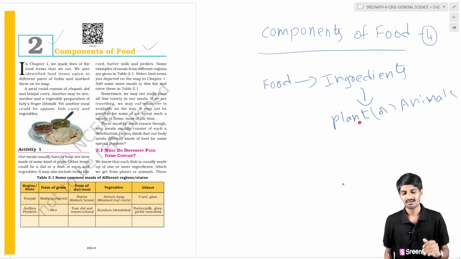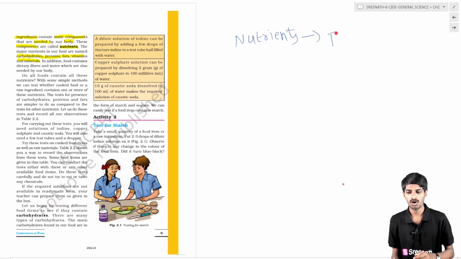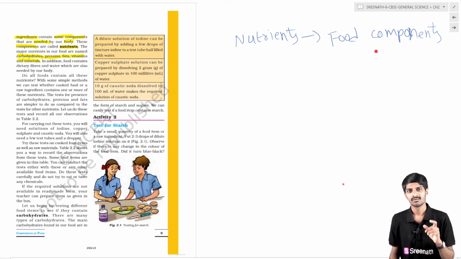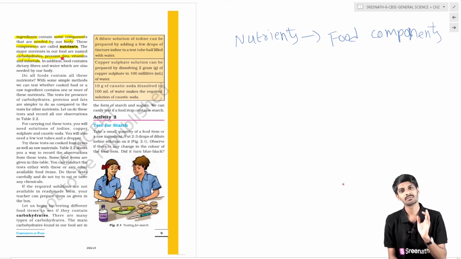Until now we have studied this in the first chapter. Now what we are going to learn is that the ingredients contain some components that are needed by our body. These components are called nutrients. What is meant by nutrients? Nutrients are nothing but the food components, the components in the ingredients which are needed by our body.